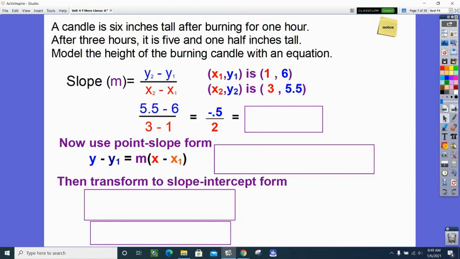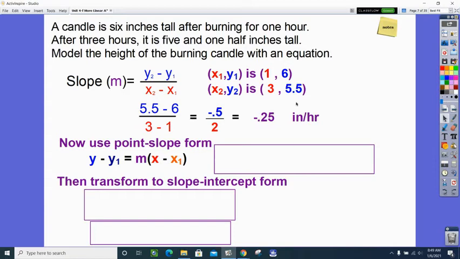So here is the slope. Let's see how you did. I chose to go 5.5 minus 6. It doesn't matter which order, but once you pick that order, you have to do these in the same order. So it was dropping 0.5 for every 2. I'm going to divide that out to make it a unit rate. And the candle is dropping by 1/4 of an inch an hour, 0.25 inches going down every hour.